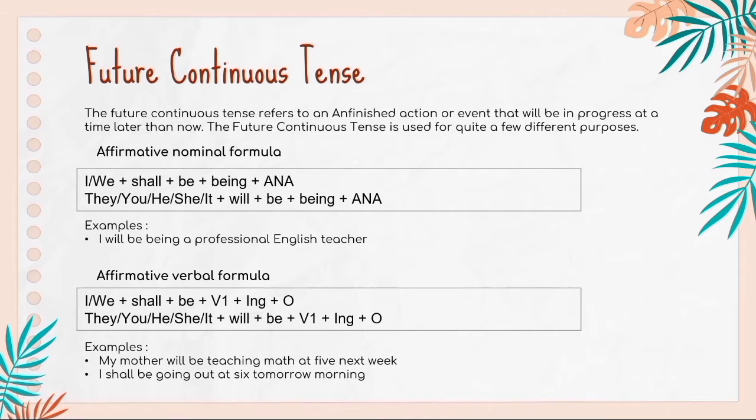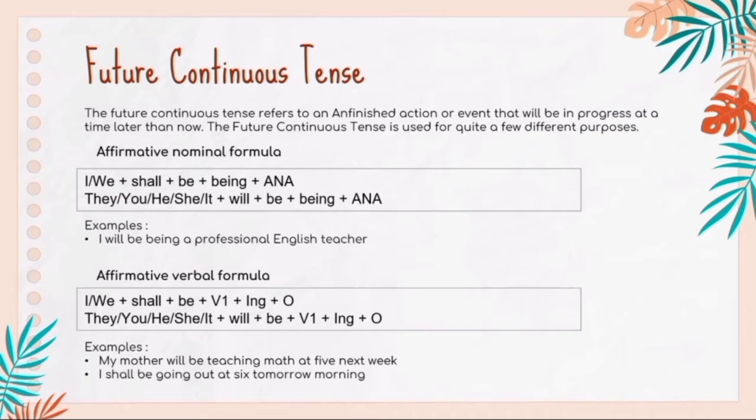The future continuous tense refers to an unfinished action or event that will be in progress at a time later than now. The future continuous tense is used for quite a few different purposes. Affirmative nominal formula for future continuous tense: I or we plus shall plus be plus paying plus object and Anna. They, you, he, she, it plus will plus be paying plus O and Anna.